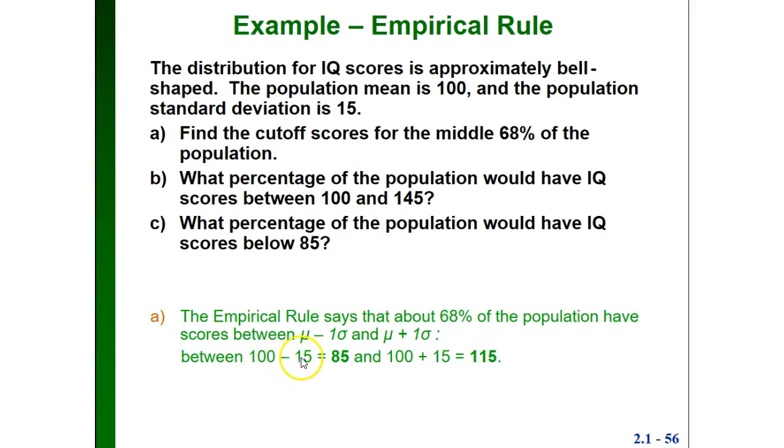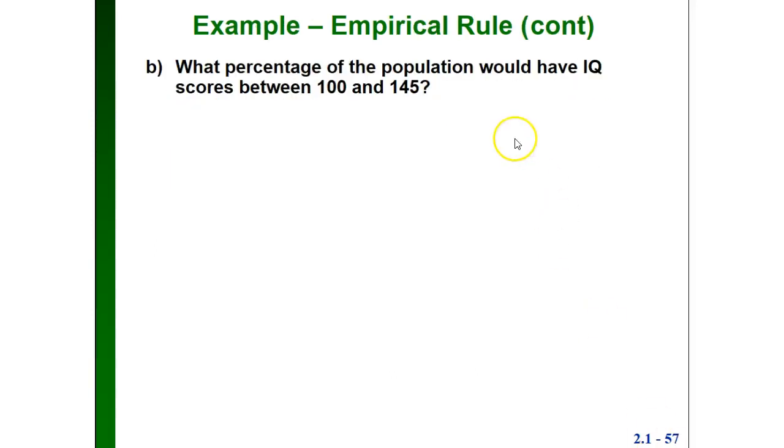If we take our mean and subtract one standard deviation, we get 85. If we add one standard deviation, we get 115. So in other words, about 68% of the population has IQ scores between 85 and 115. The next question was, what percentage of the population would have IQ scores between 100 and 145?